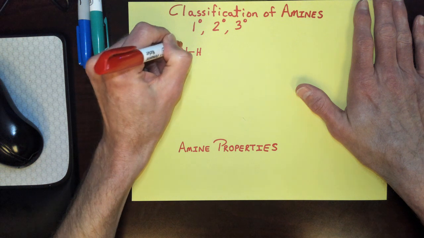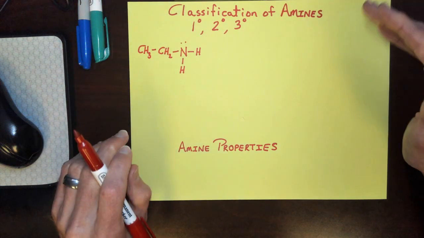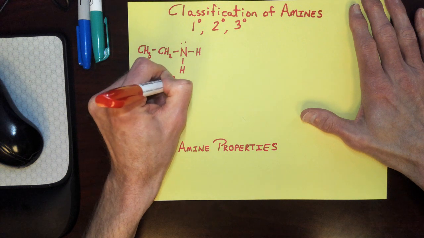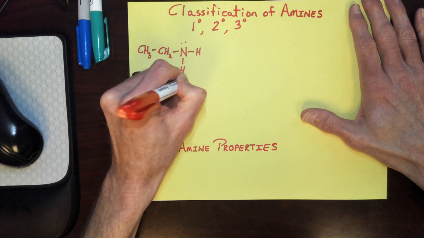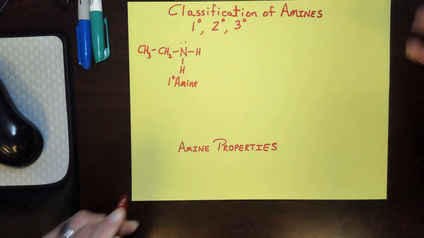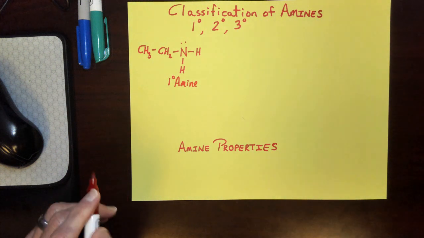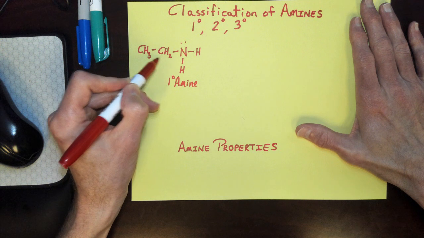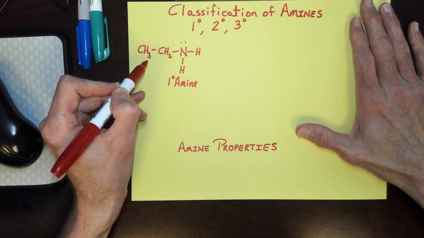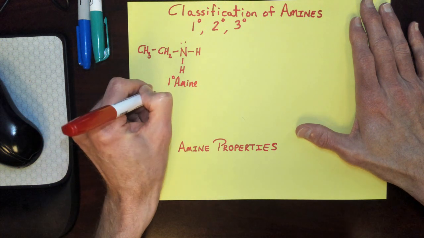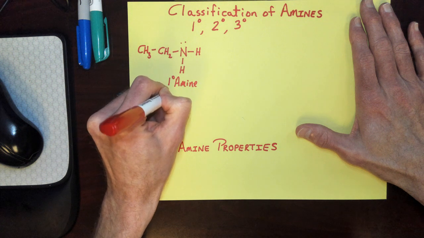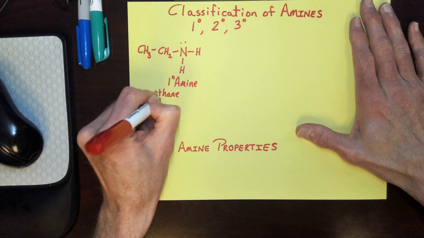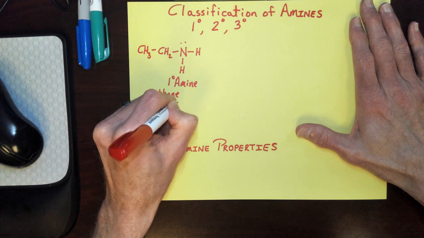Okay, that is considered a primary. Okay, this is a primary amine. Now, just to practice and review naming on amines, we look at that carbon chain. That's ethane. Okay. The E is replaced with the word amine.